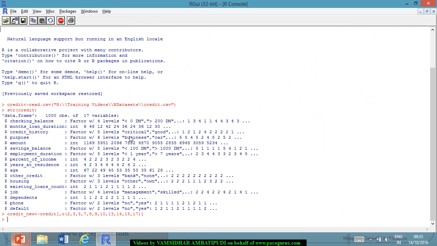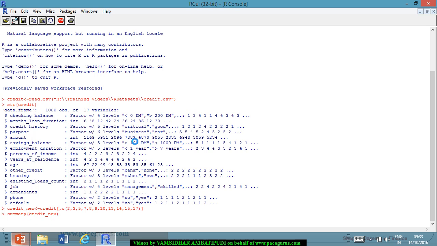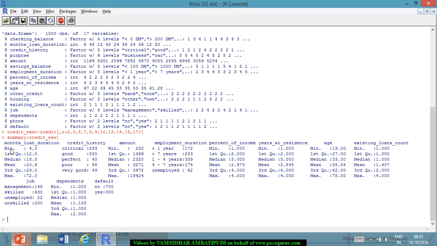To explore it, it's better that I look at the summary of each of them. So I'll take the summary of credit_new. For the month loan duration, there is a minimum of 4, maximum of 72 months, which is a 6 year loan, right? The median is around 18, mean is around 20, the first quartile is around 1 year, the third quartile is around 2 years.